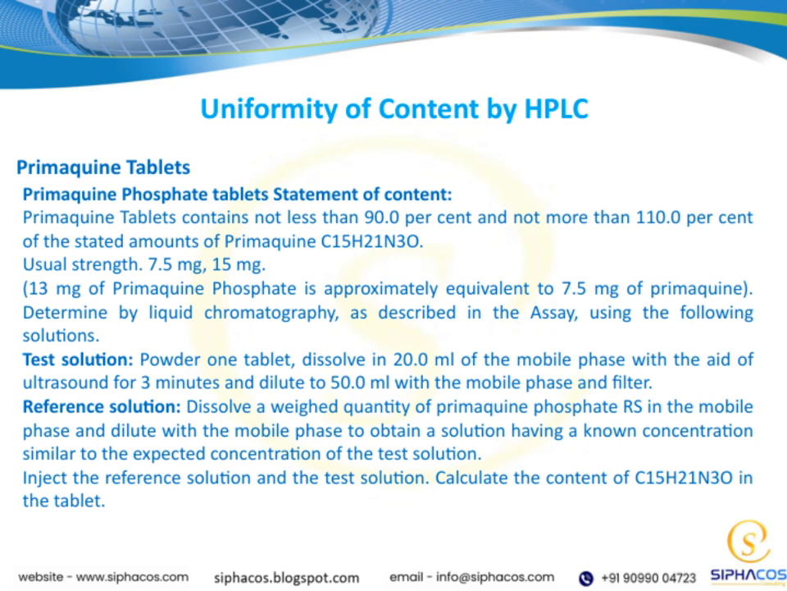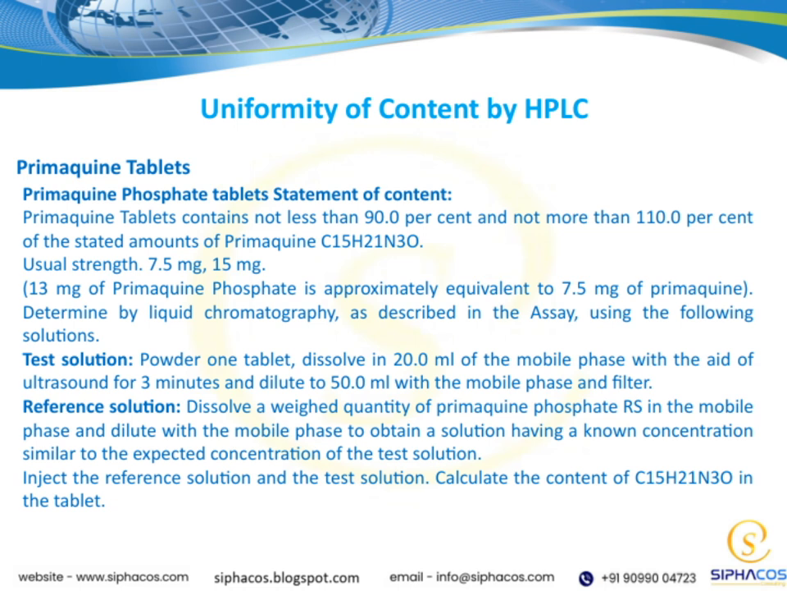These tablets are expected to contain not less than 90% and not more than 110% of the stated amount of primaquine, which is chemically known as C15H21N3O. The usual strengths available are 7.5 mg and 15 mg per tablet. It's important to note that 13 mg of primaquine phosphate roughly corresponds to 7.5 mg of the active primaquine base, highlighting the conversion we need to consider during analysis.